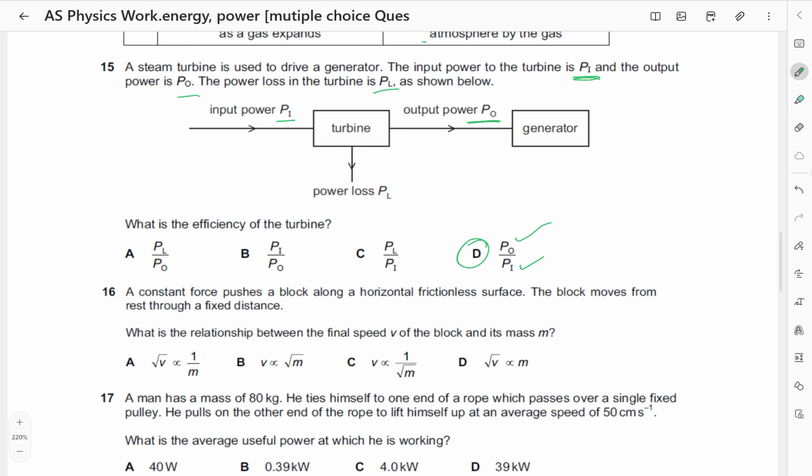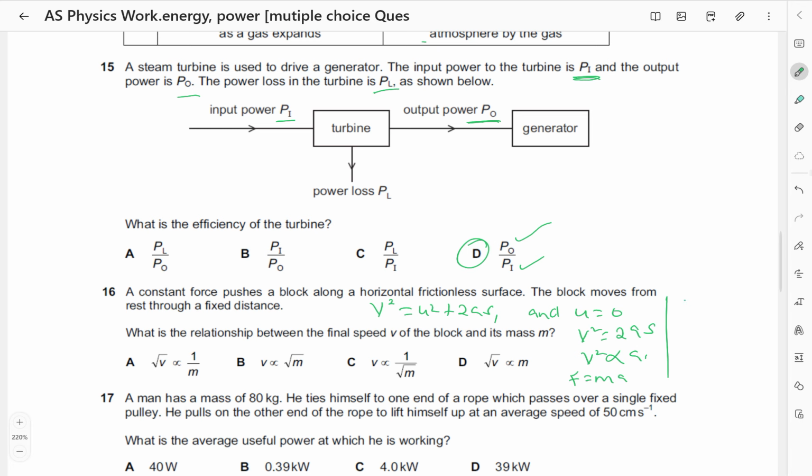Okay, so let's use, because the block moves from rest through a fixed distance, v squared is equal to u squared plus 2as. So when u is 0, because the block starts from rest, v squared is equal to 2as. That means v squared is directly proportional to acceleration, and we also know from force is equal to mass times acceleration.